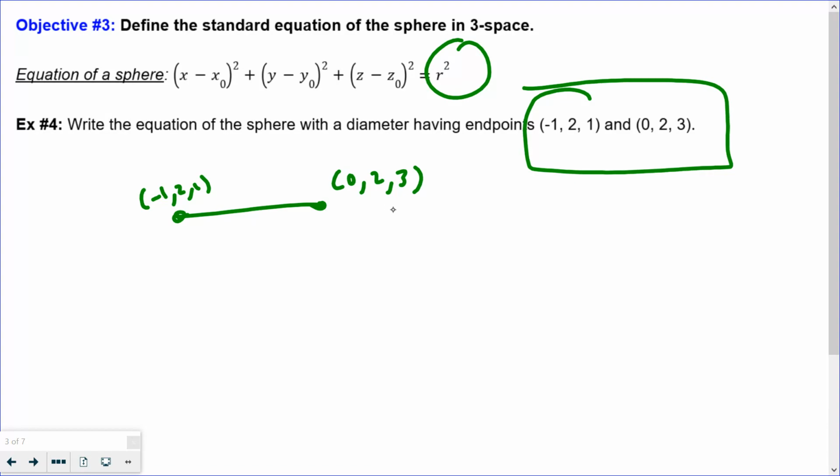Well, the radius is half of that. In order to find half of that, it would just be the middle. So what would that be, class? Oh yeah, that would just be the midpoint. Well, how do I find the midpoint? Let's find the center first. It's the same midpoint formula as in 2 space. We would add the x's and divide by 2, add the y's and divide by 2, and add the z's and divide by 2. There is my center.